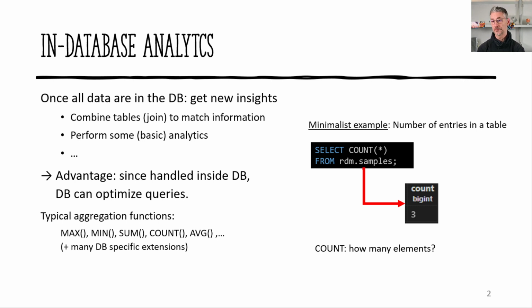The advantage of doing this inside the database is that the database can optimize the queries. Of course, we could retrieve all the information and do this ourselves, but that would mean we would have to copy all the data out of the database and run the analytics to get the answer. To avoid this, some set of analytic functions are inbuilt into the database, for example, max, min, sum, count, average, and so on. And many databases have their specific extensions.